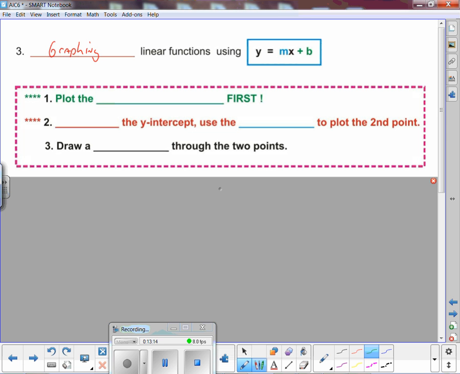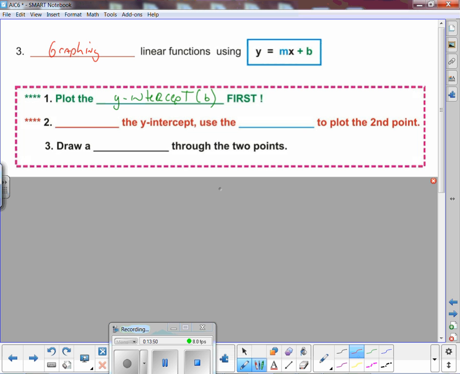All right, number 1, plot the y-intercept first. And remember, that's the b value, right? Remember last night how you had to plot the point and then use the slope to get the second point? Your y-intercept's that point. So you're going to plot that always first, y-intercept first.